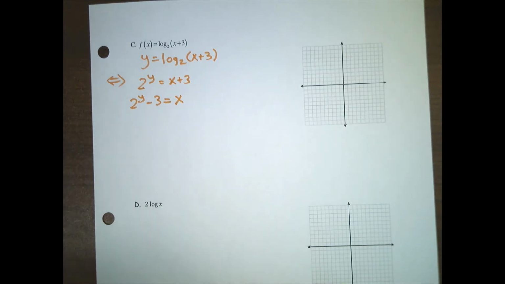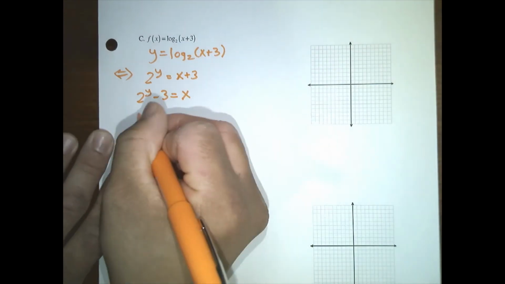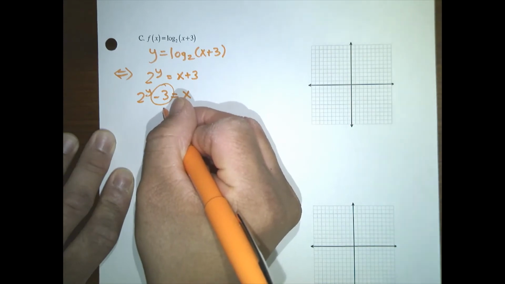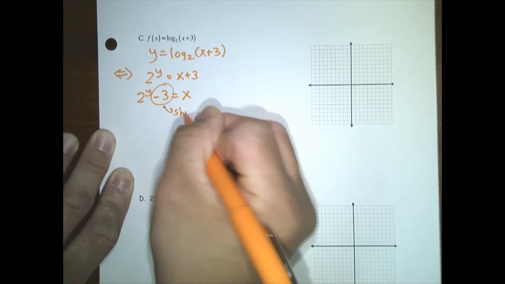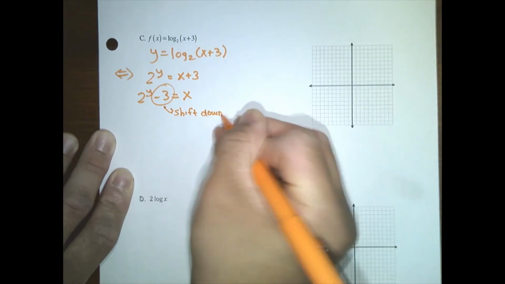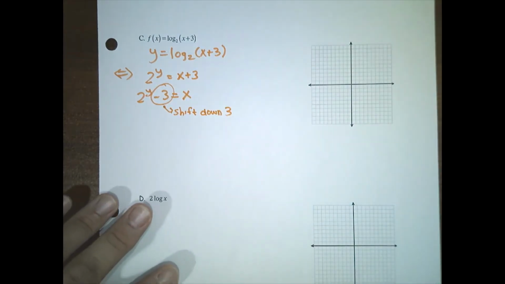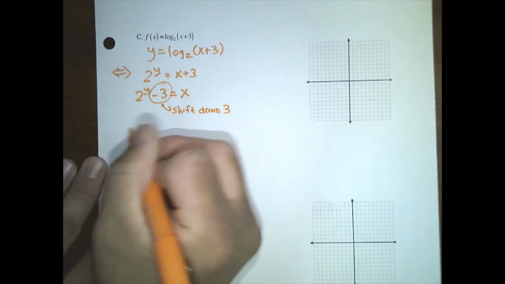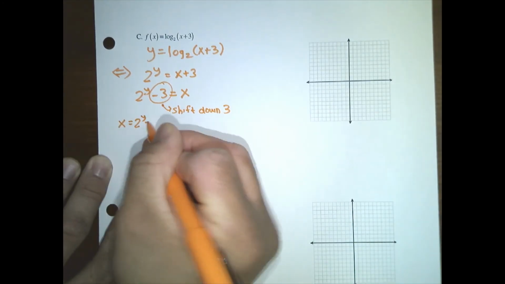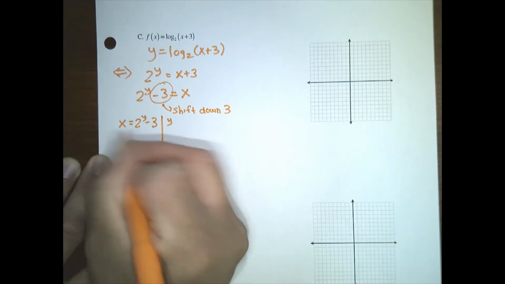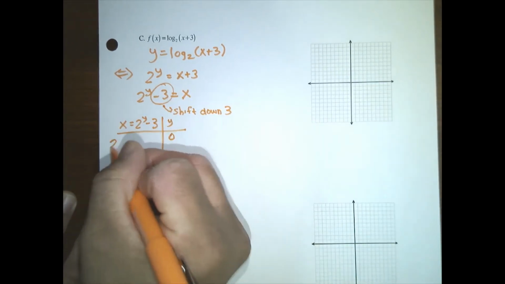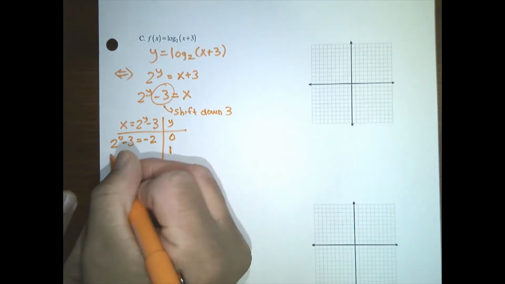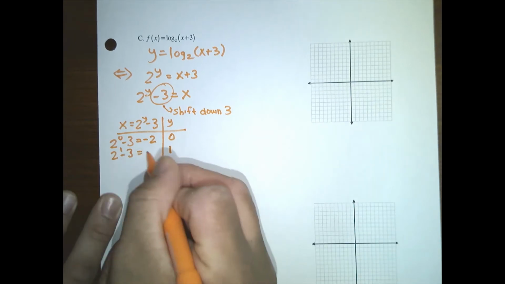Now I am going to realize that this minus 3 is just a shift down 3 units. So I need to graph 2 to the y and then make sure that it is shifted down 3 units. Here we have x is 2 to the y minus 3, and y. If I pick values for y like 0, 2 to 0 minus 3 is 1 minus 3, negative 2. If I pick 1, I have 2 to the 1 minus 3. 2 minus 3 is negative 1.